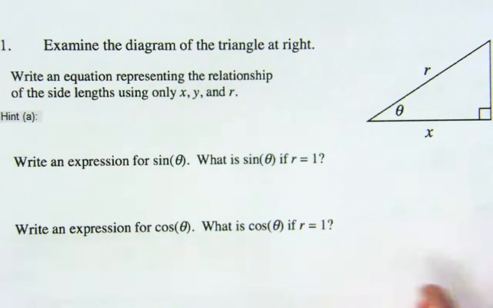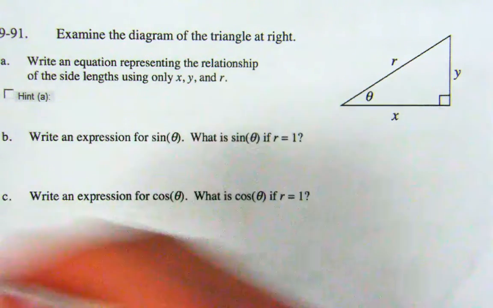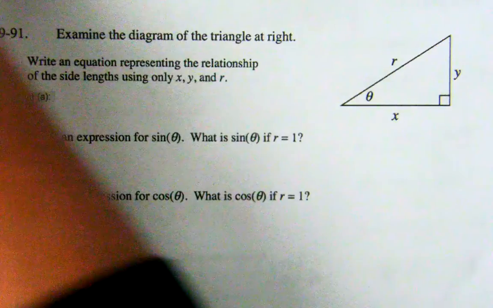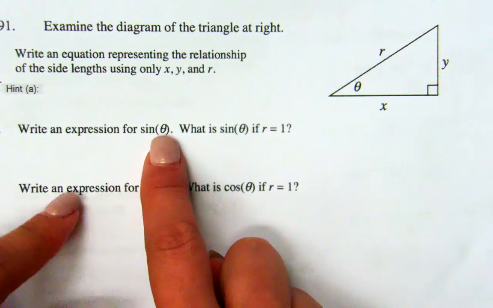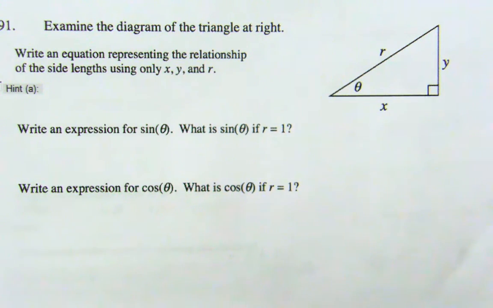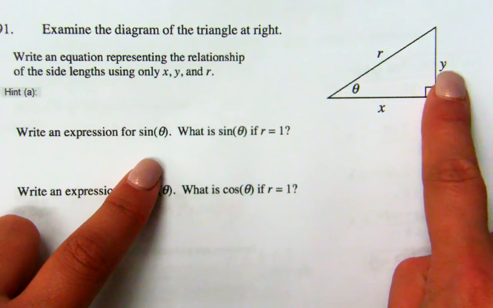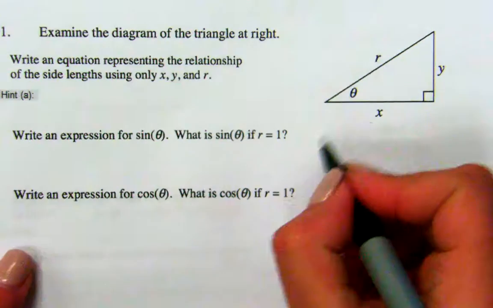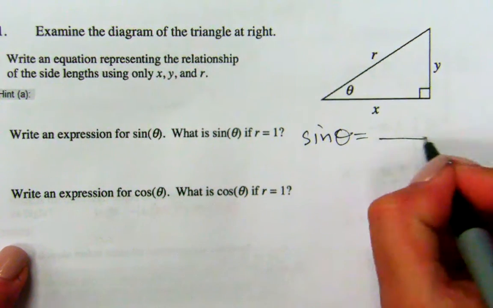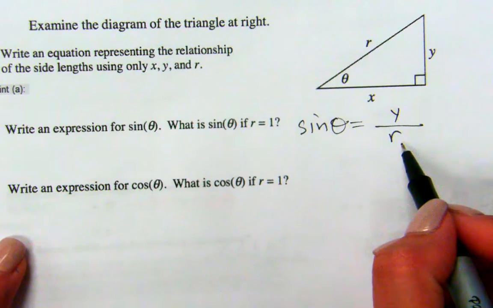Examine the diagram at the right. Write an equation representing the relationship of the sides using x, y's, and r. I think this is by far the most interesting problem out of the whole bunch. You have theta, your angle. Write an expression for sine of theta. It just means what letters would you use to set up a sine proportion. Sine was opposite over hypotenuse. Opposite theta is y, and your hypotenuse is r. So sine of theta is y over r.